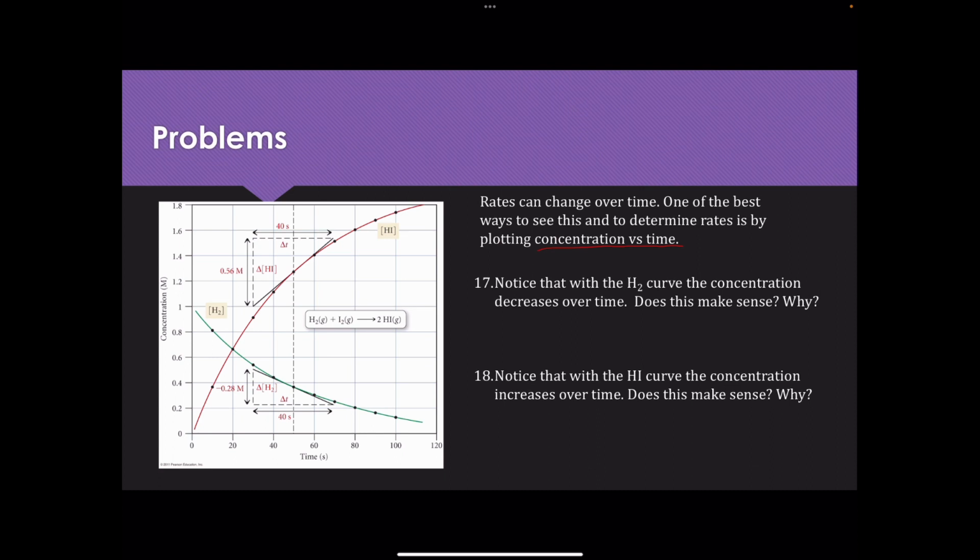The green curve here is representing how the hydrogen's concentration changes over time. Now, if we notice with that green curve, the hydrogen concentration starts out close to 1, and over time it's decreasing. Over time it starts to approach 0. So we're asked first of all if this makes sense. And hopefully it does, because H2 is a reactant. Reactants are getting used over time.